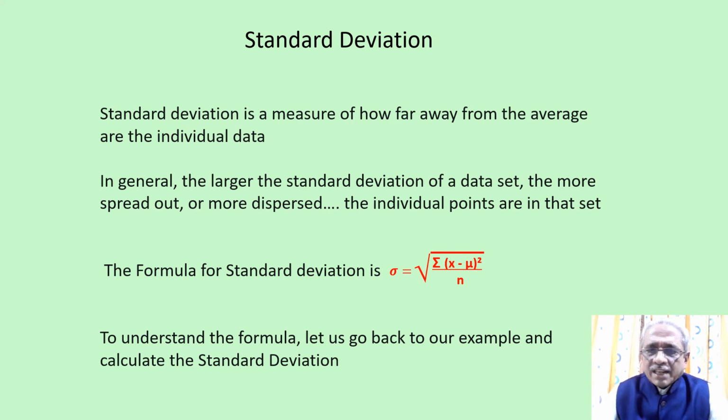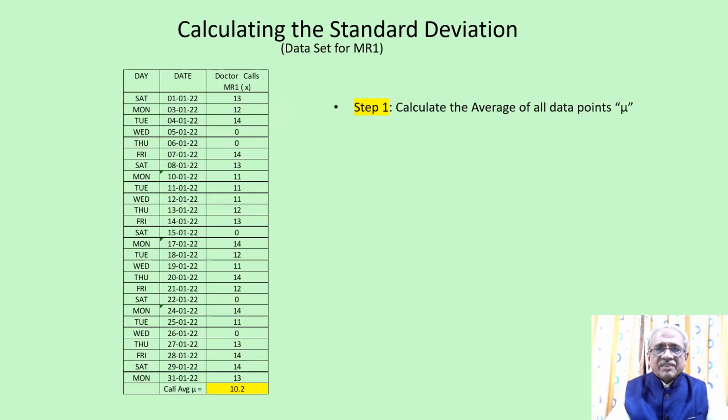The formula for standard deviation is here, but to understand this formula, we will go back to our example and calculate the standard deviation. In our example, for MR1, the first step is to calculate the average of all the data points, which comes to 10.2.